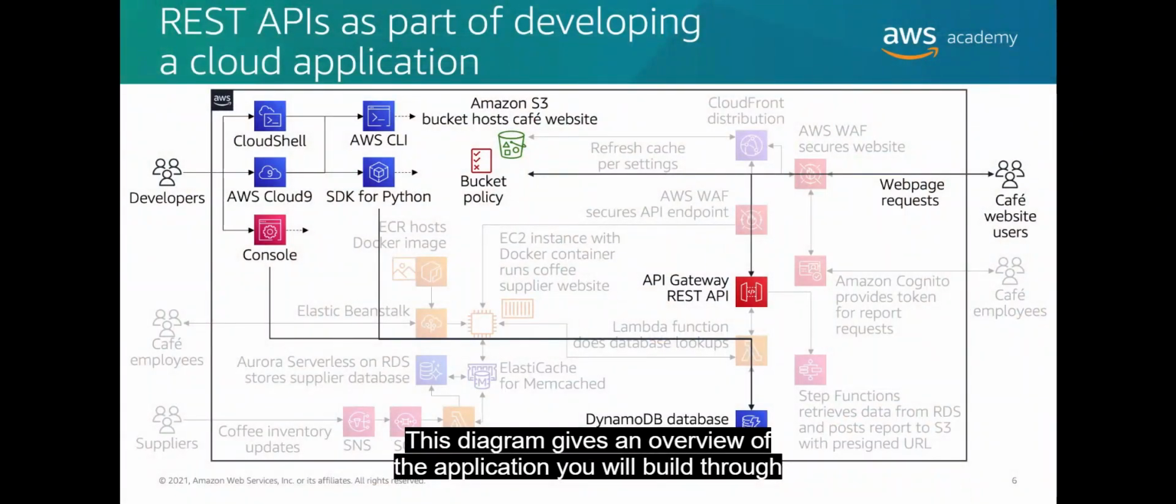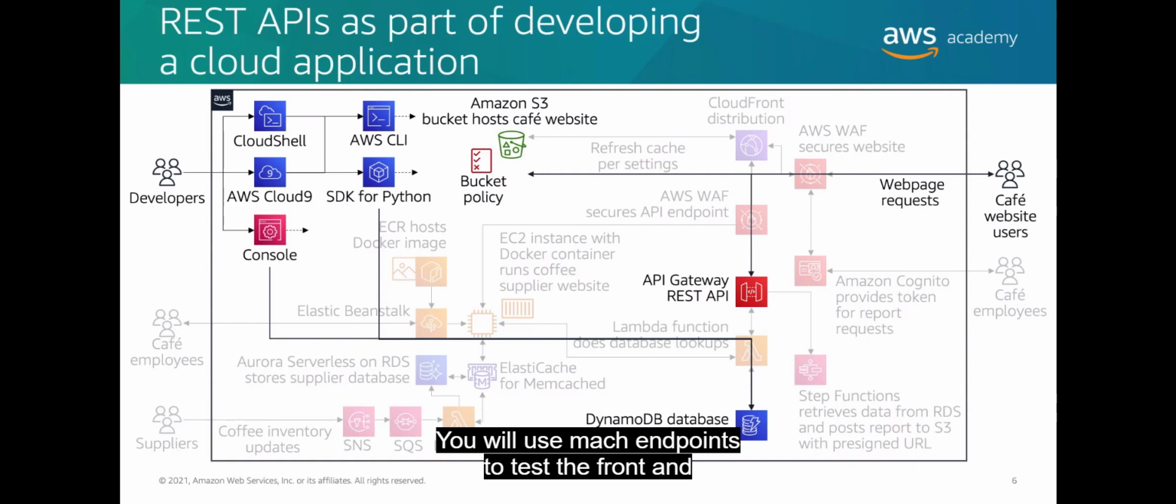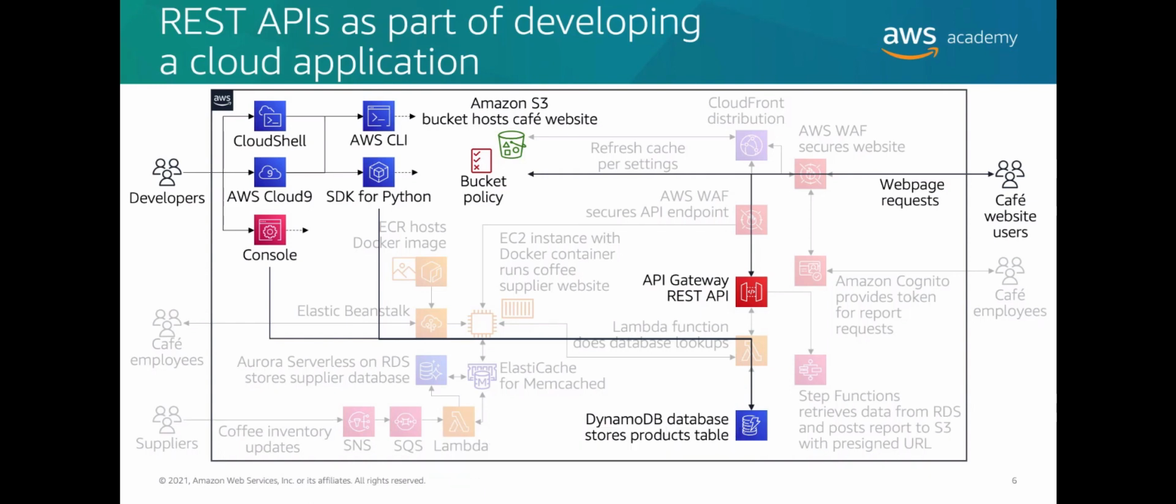This diagram gives an overview of the application you will build through the labs in this course. The highlighted portions are relevant to this module. As highlighted in the diagram, you will use API Gateway endpoints to enable the website to request and retrieve data through an API. You will use mock endpoints to test the front-end integration rather than integrating with the database.